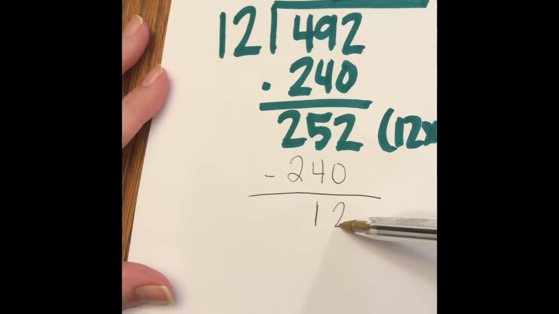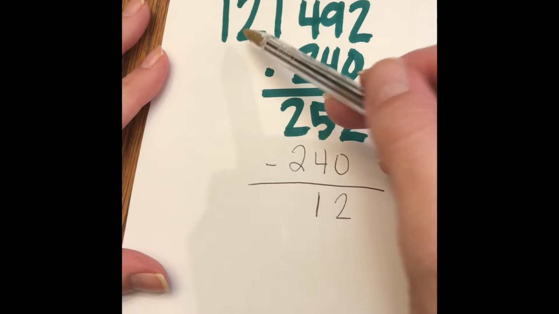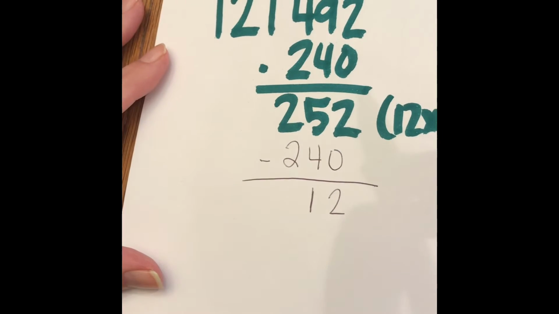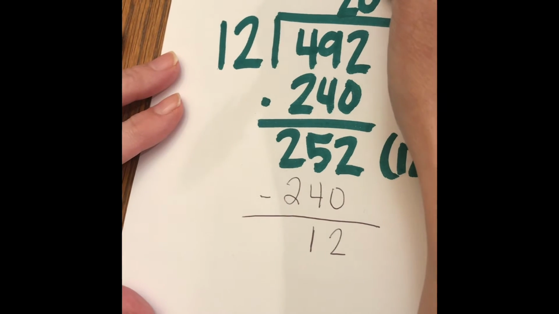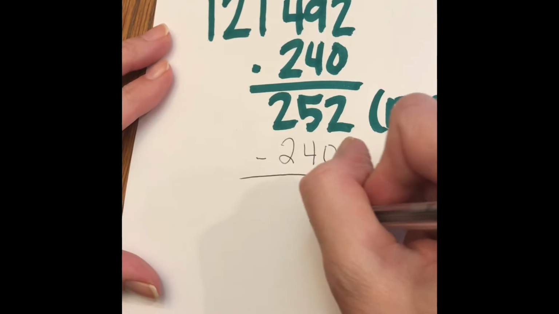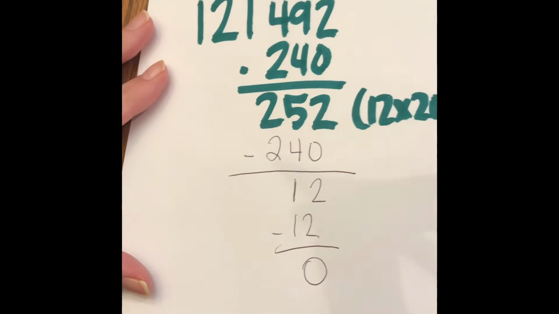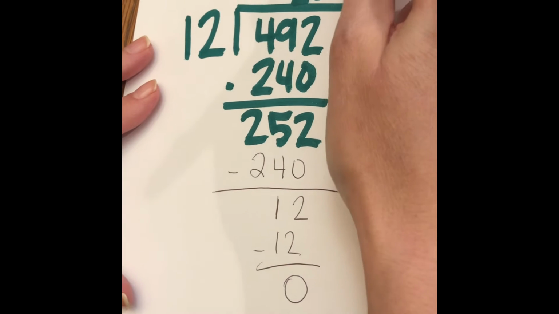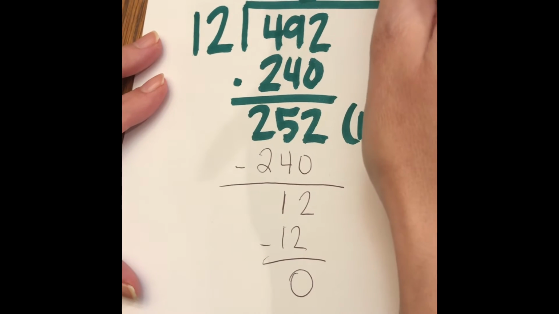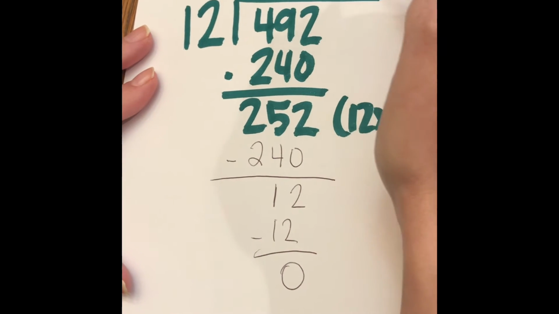So if I've got the same amount as my divisor, that means I can make one more group. So I can make one group of 12. 1 times 12 is 12. And now I've got 0 as the remainder. So to get my answer, I'm going to add these 3 together and I get 41.